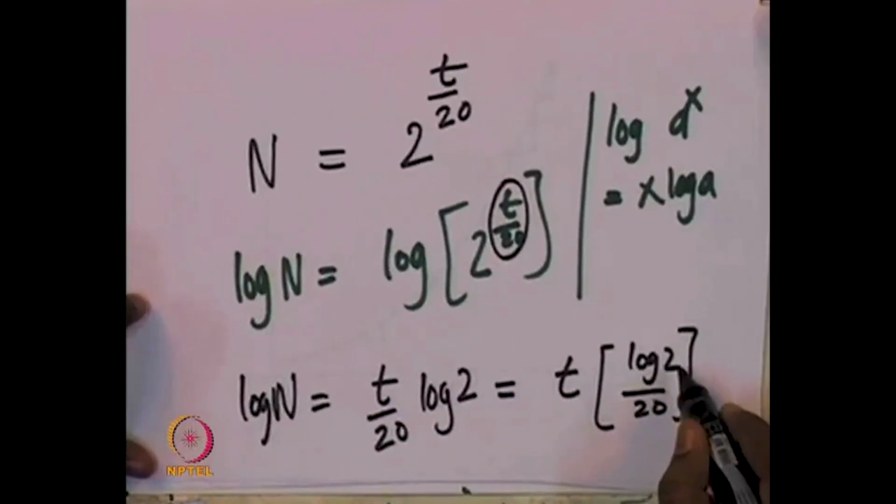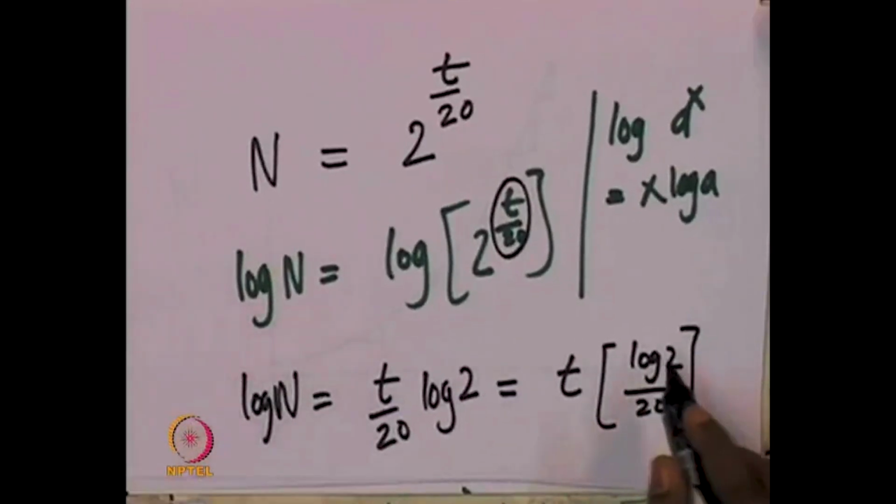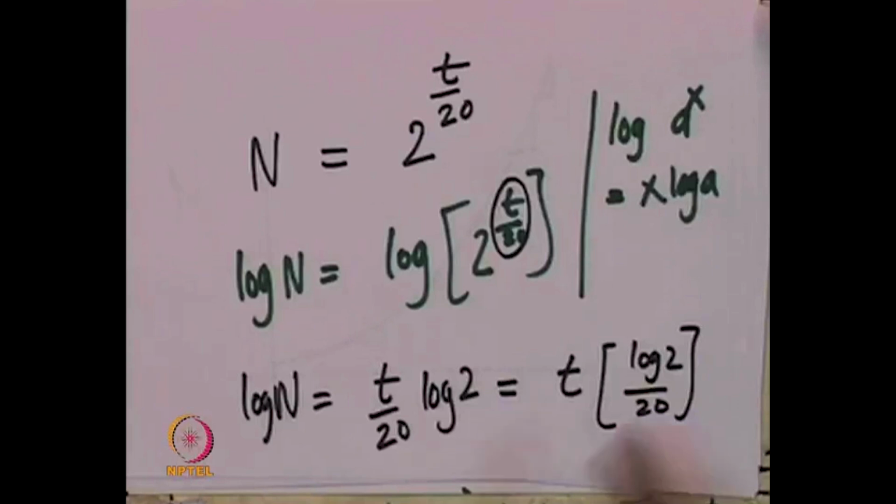Log 2 is a number, around 0.3. If you look at what log 2 is in your calculator, I think it is 0.3010 or something like that. So, it is about 0.3. So, log 2 is a number, 20 is a number, so this whole thing is a number. So, log n is some constant number times t.